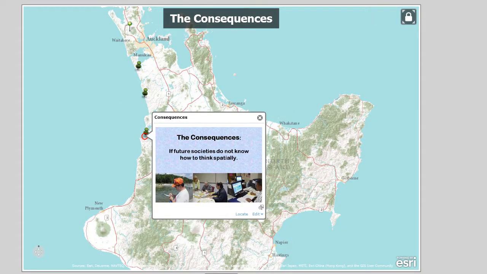So think of the consequences. If future societies do not know how to think spatially, that's pretty grim indeed. What I've tried to highlight here in these three parts of Teaching Geography with ArcGIS Online is making a strong case, I hope, for why and how geographic information systems can be used in education. In the next couple of parts in this series, I'm going to illustrate that by looking at specific problems: population, plate tectonics, and a couple of other things.